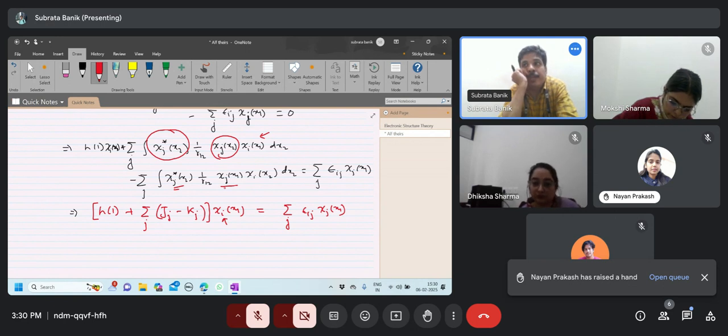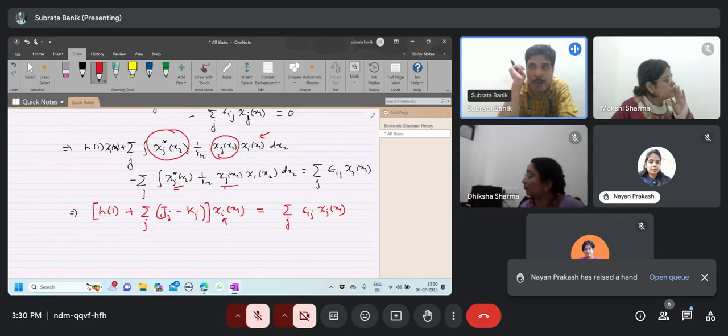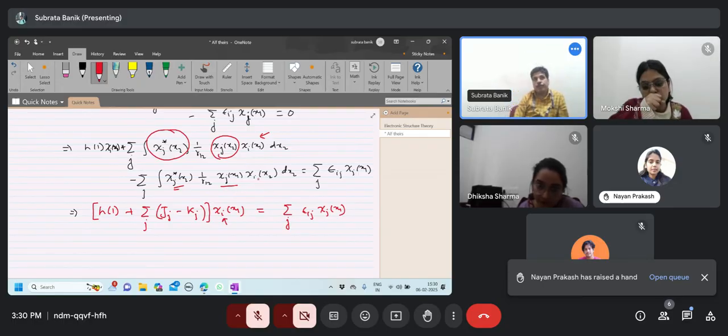This is needed because, according to the Pauli exclusion principle, we need to interchange the orbital, right? And every job in quantum mechanics we do in terms of an operator. So I'll define an operator K j. It will operate on chi i and give me chi j star of x2, 1 upon r12, chi i of x2, chi j of x1. That's all. That is what we're going to do.